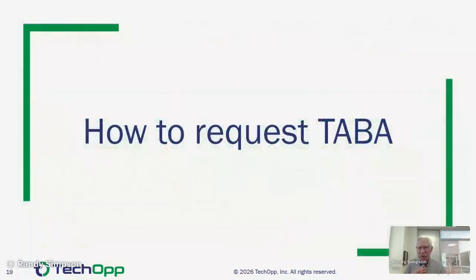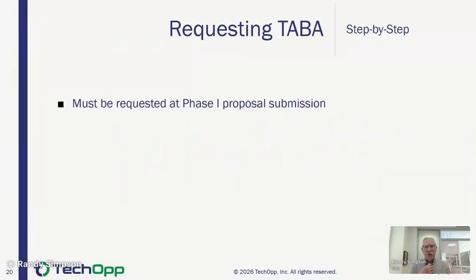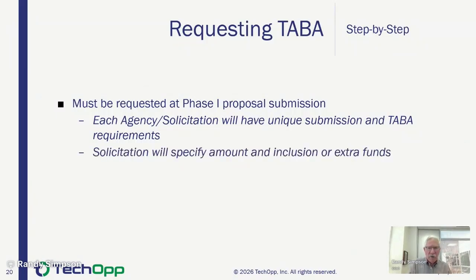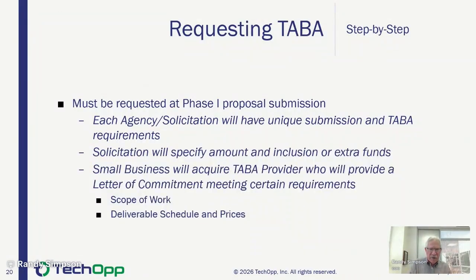Okay, so let's just say that sounds interesting. How do I go request it? Well, it's a step-by-step process. You've got to request it at the phase one proposal submission. Although I will say, if you didn't request it at phase one and you're going for a phase two, you can still ask for it in phase two, even if you didn't in phase one. But each agency is going to have unique submission and TABA requirements. The solicitation will specify the amount and whether it's in or extra. The small business is going to acquire a TABA provider. That TABA provider, probably another small business, I know we are, will provide a letter of commitment that meets certain requirements.